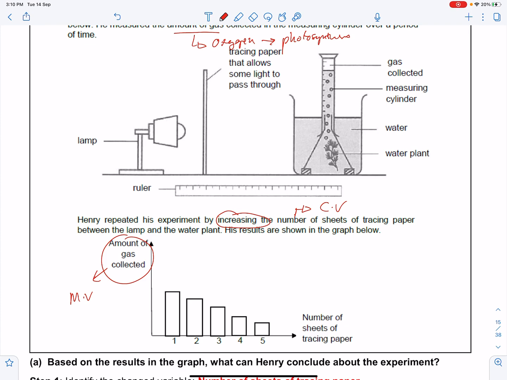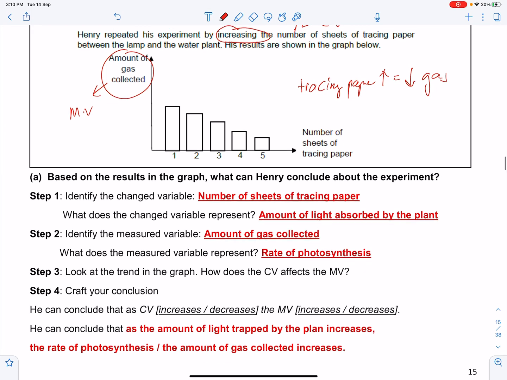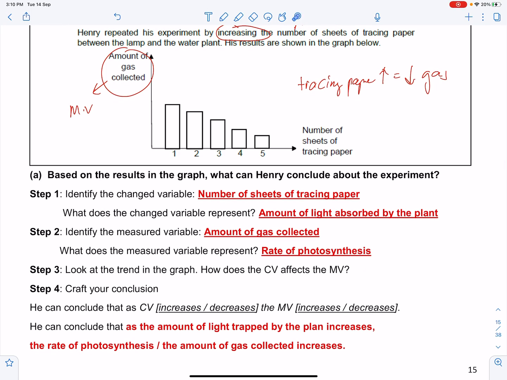Okay, so as tracing paper increases equals to decrease in gas. Something simple like that to help you make sense of what is happening. Okay? So basically you can then craft your answer by saying as the change variable, which is the number of tracing paper increases, okay, the measured variable increases or decreases. So in this case, it's talking about your gas.